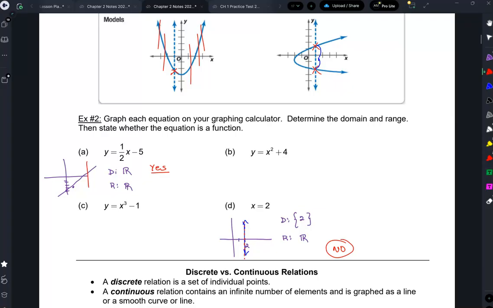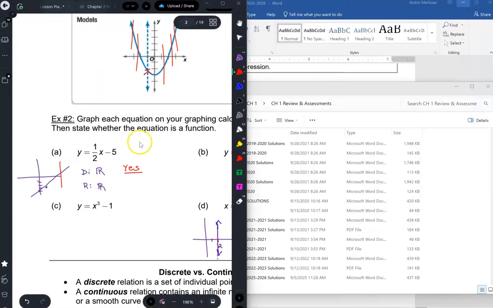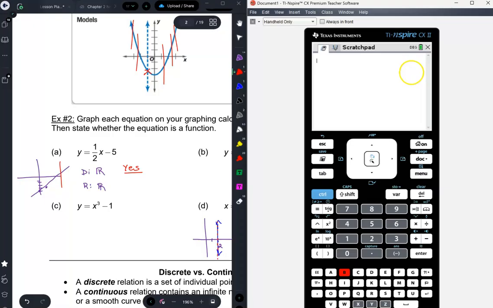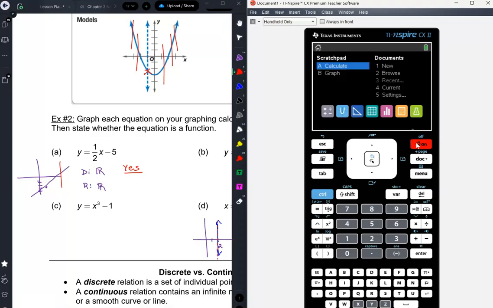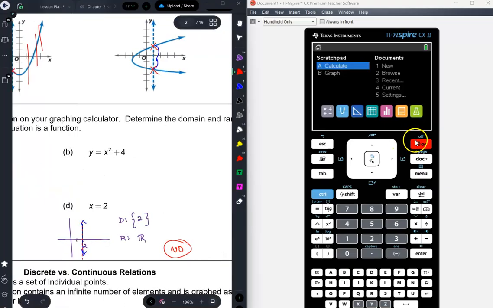It's a parabola. Okay, this one, why don't we put it on our calculator? So go ahead and take out your calculator. I'm going to show you. Now, I'll talk about the quiz later, but let's do this now. Okay, press the on button. Top right, on button.